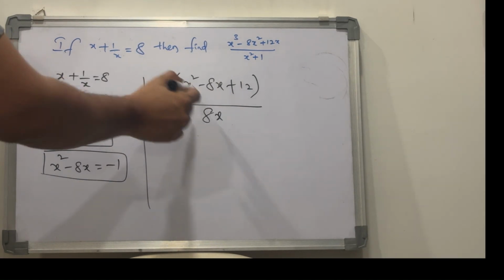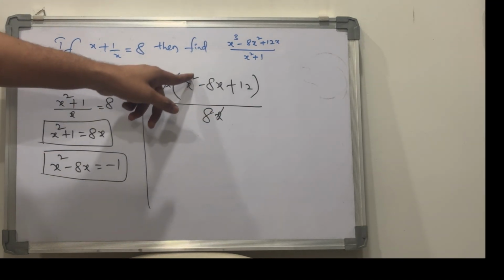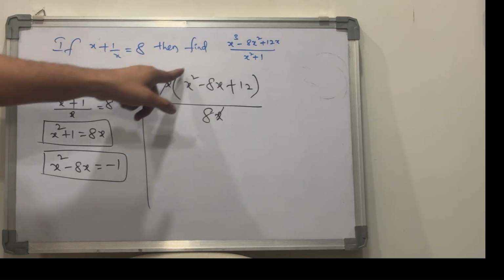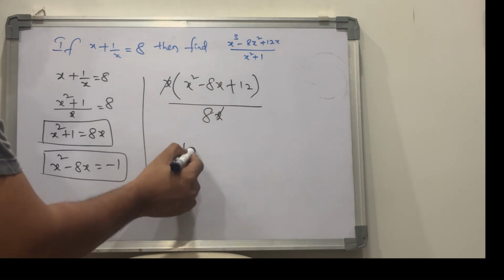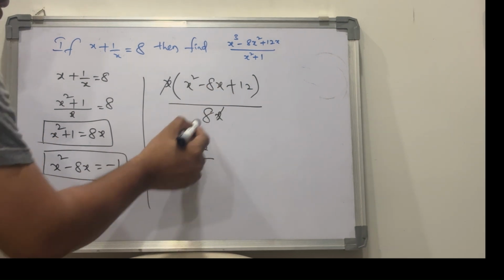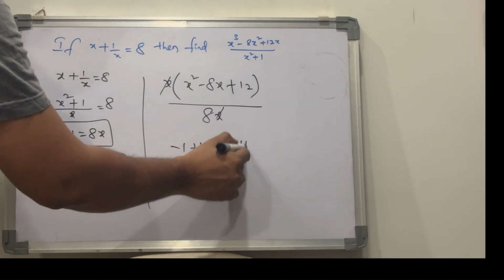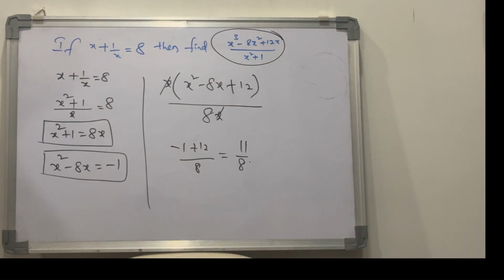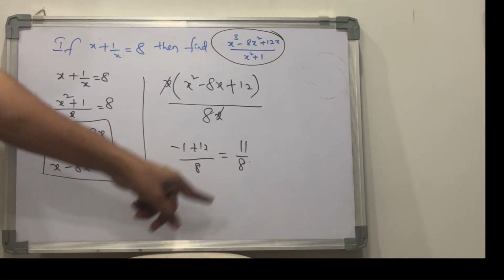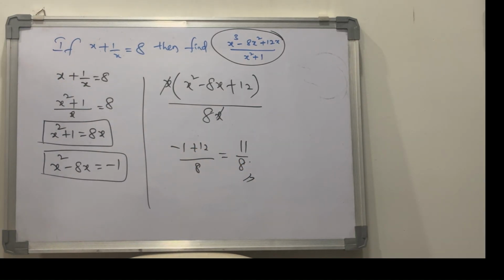Okay, so you can cancel x. From this one, the value of x square minus 8x is minus 1, plus 12, divided by 8. What is minus 1 plus 12? 11 by 8. So the value of x cube minus 8x square plus 12x by x square plus 1 is 11 by 8. Okay. Thank you.